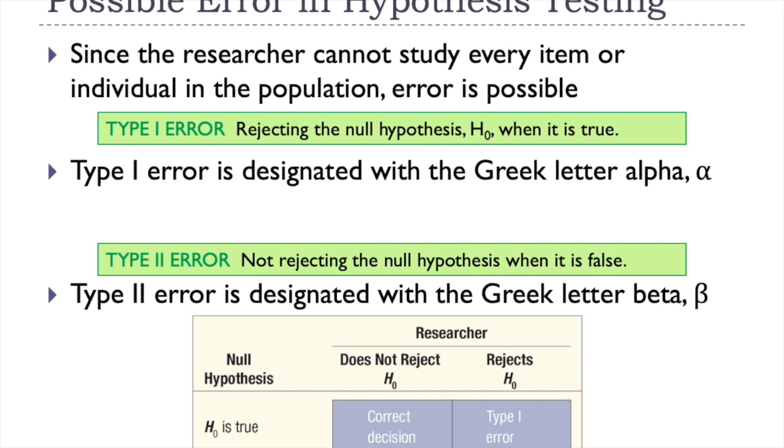There is a possibility that we'll have some errors in our hypothesis testing, and so we have two errors here. A type 1 error is when we reject the null hypothesis, but it was actually true. That's one mistake that we could make, and that's where we use the Greek letter alpha to designate a type 1 error. And then a type 2 error is the Greek letter beta, and that is not rejecting. So we fail to reject the null hypothesis, but it is actually false. I'm not going to spend too much time on these, but I just wanted you to know that we can have errors in this, and this is what they're called.